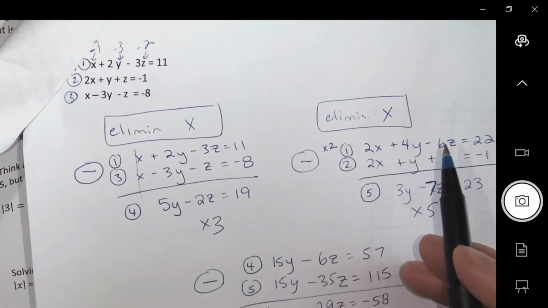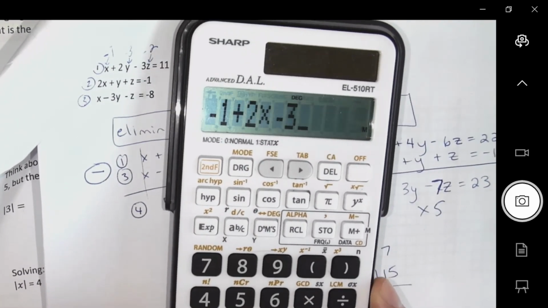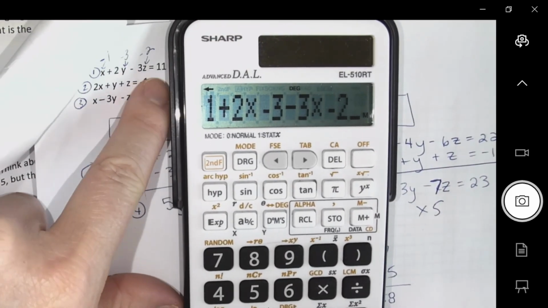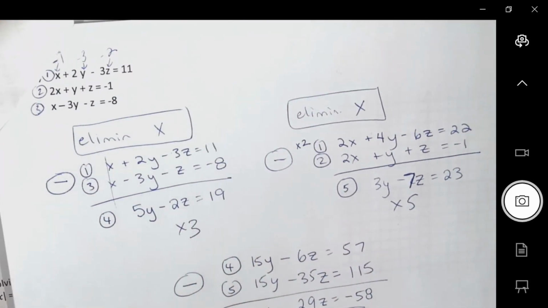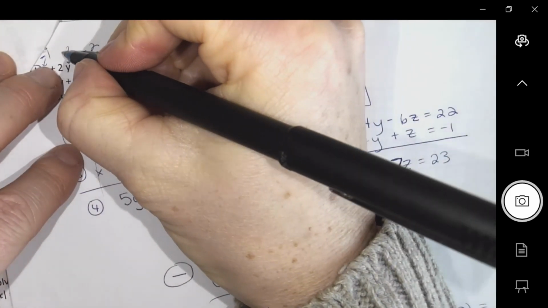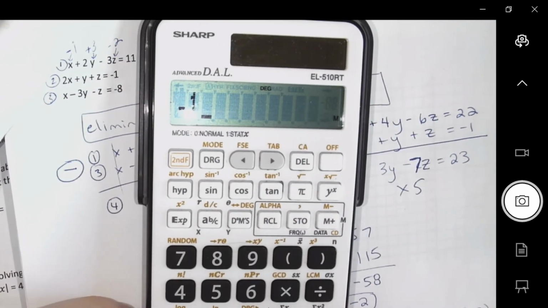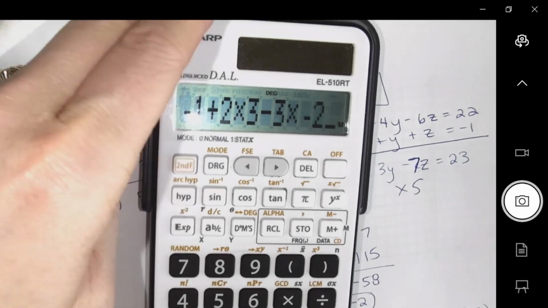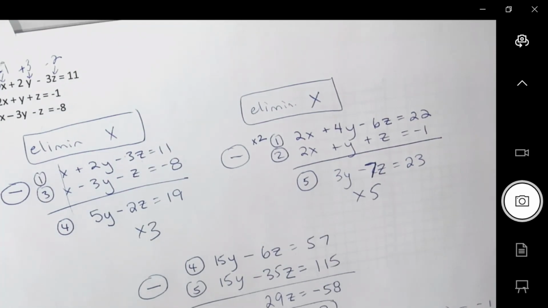So if you go -1 plus 2 times -3, subtract 3 times -2, it should equal 11. And it didn't. What happened there? Oh, +3, thank you. That's why. Okay, so if you plug in the correct numbers, you should get 11. -1 plus 2 times 3, subtract 3 times -2 should equal 11. Woo! And it did. Okay? And also the same when you plug it into the third equation.